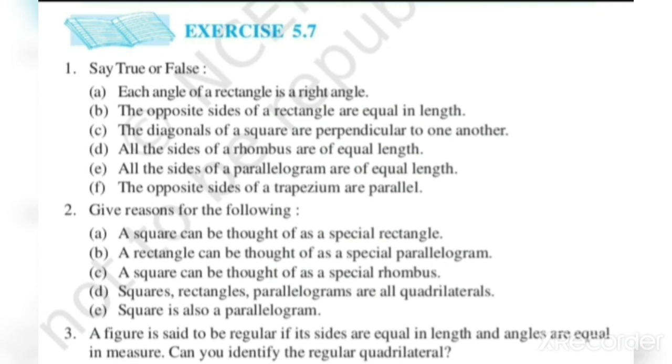Question 3. A figure is said to be regular if its sides are equal in length and angles are equal in measure. Can you identify the regular quadrilateral? Which figure, which shape has all four sides equal or four angles of equal degrees and equal measurement and both the diagonals are of same length? Can you tell me the shape? Yes, it's a square. Very easy exercise.